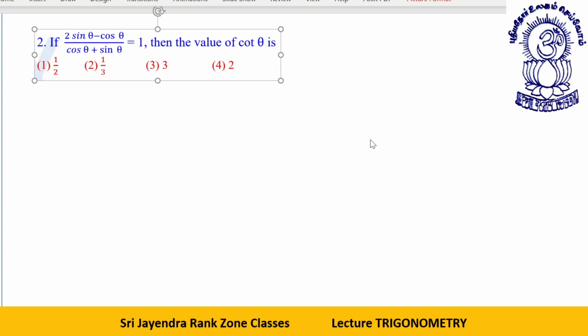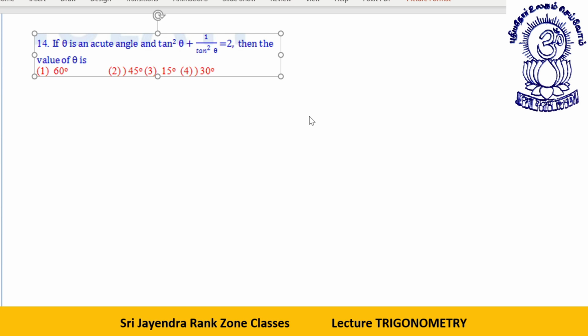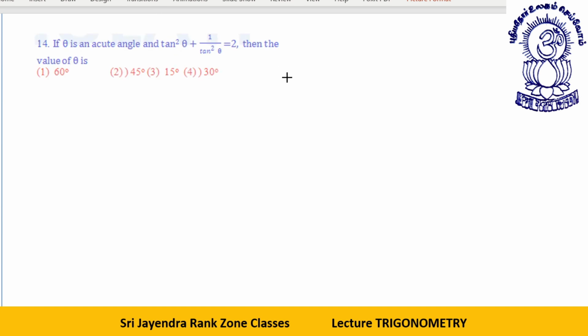One more good question. You have tan square theta plus 1 by tan square theta is equal to 2, find the value of theta. See students, it's similar to x plus 1 by x is equal to 2. Whatever number is there, you have its reciprocal over here. This implies x is equal to 1. Similarly, we have tan square theta is equal to 1.